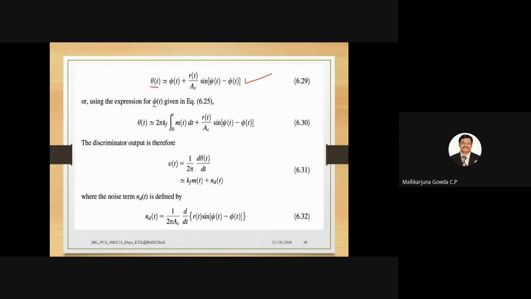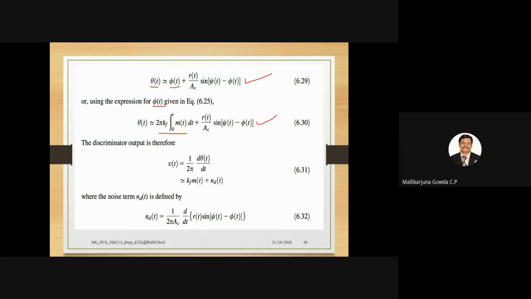Then we know what is phi of t, right? Phi of t I have defined, which is 2 pi kf integral 0 to t of m of t into dt. I am just substituting here. Theta of t will be that plus the remaining term R of t by AC sine of psi of t minus phi of t. I just substituted the value of phi of t in this equation. Nothing else is done here.